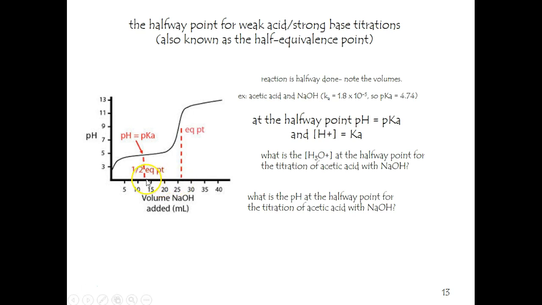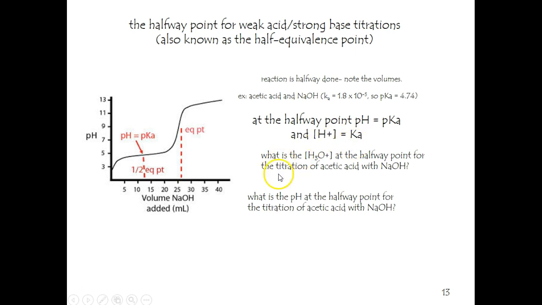Interestingly, halfway to that equivalence point is an important point, and this gets asked in just about every AP exam. The half equivalence point, also known as the halfway point, is the point at which the pH equals the pKa, and therefore the hydrogen ion concentration, 10 to the minus pH, is the Ka value. So that's how they can determine experimentally the Ka value for a weak acid.